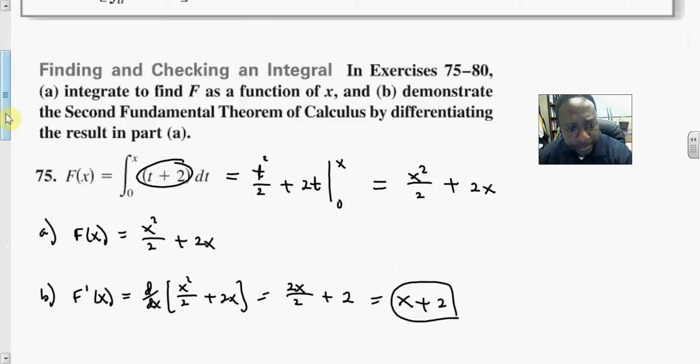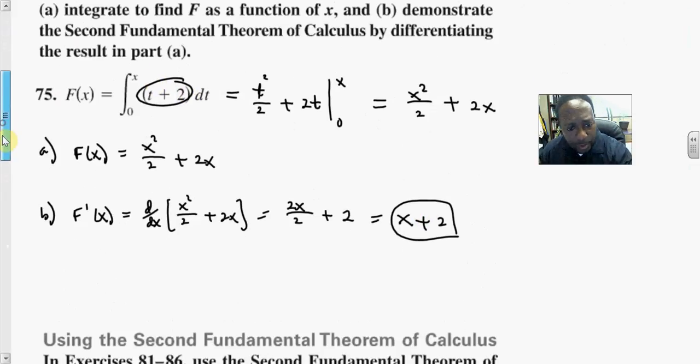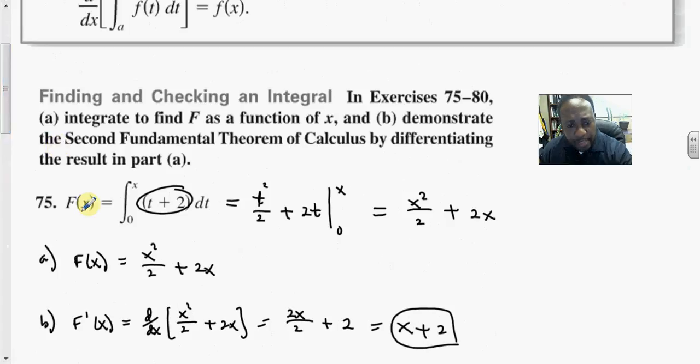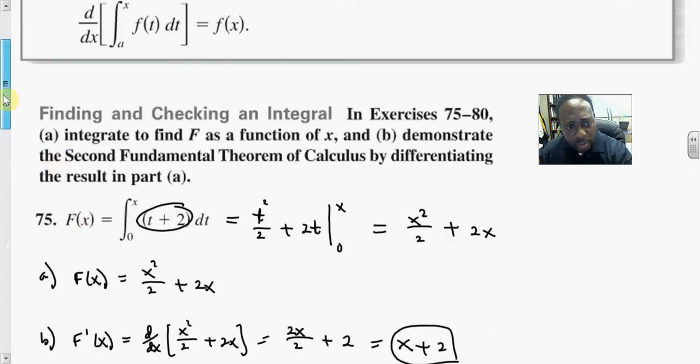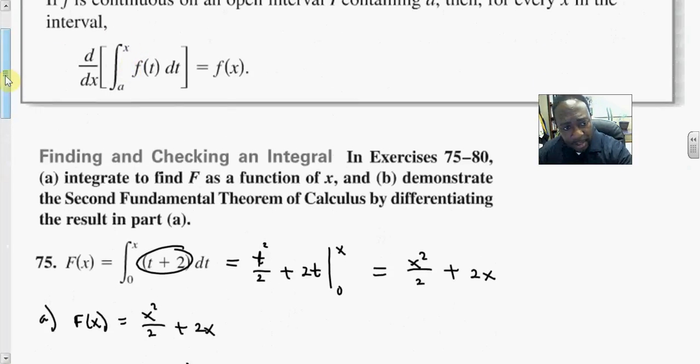Well, that's it. What the second fundamental theorem says is that capital F prime of x is equal to t plus 2 evaluated here at x, which just becomes x plus 2. So instead of taking the integral and then differentiating, we use the second fundamental theorem that gives us the result directly, that the derivative and the antiderivative, they're inverses, and so they cancel out. So what you have left is the function evaluated at the top or the last limit of integration.